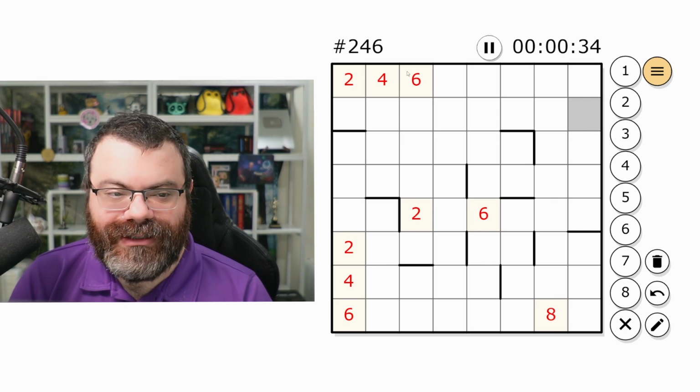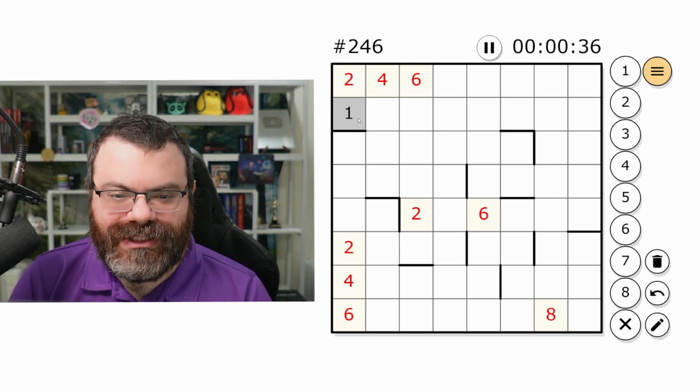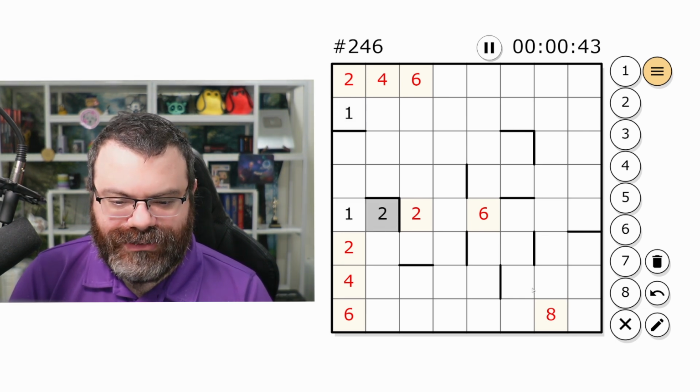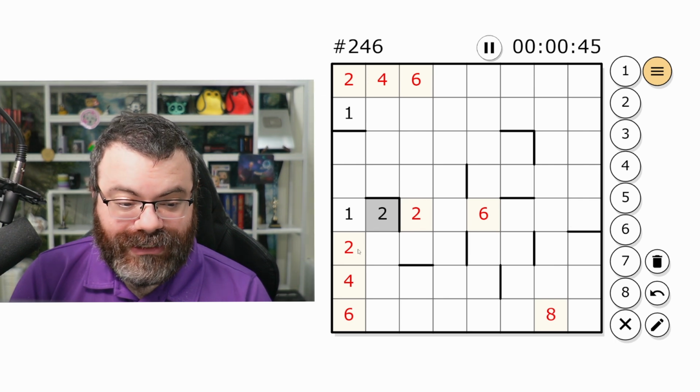All right, I'm going to get started. This 2-length segment already has a 2, so it just needs a 1 there. This needs a 1 and a 2. This 2 says that's 1, that's 2. Maybe there's more gimmies.